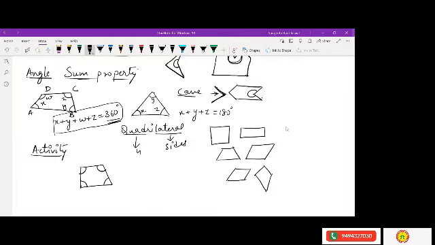What will you do? Take a piece of four-sided paper, then tear its corners.